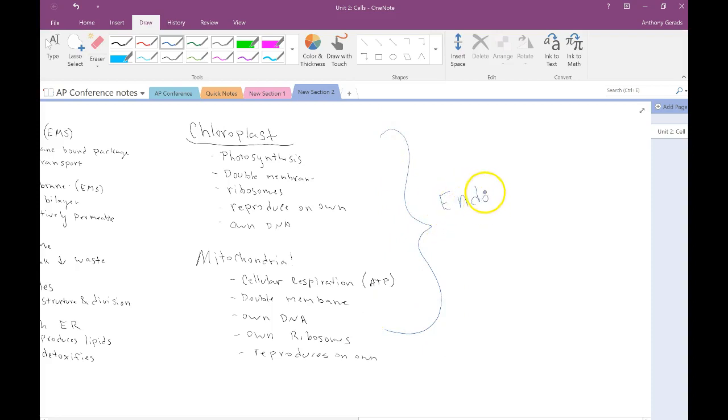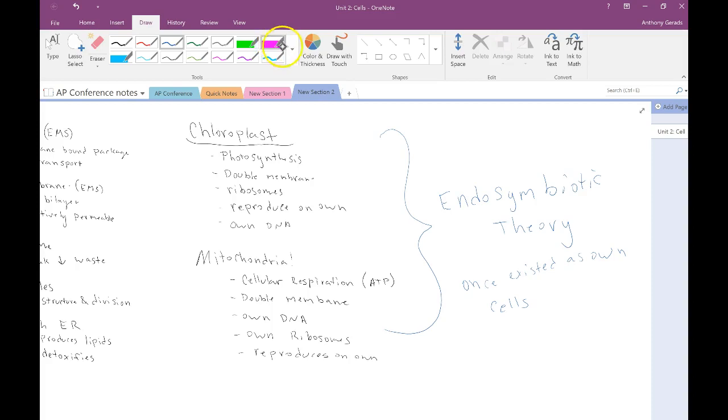Like, they're independent. The endosymbiotic theory. They once existed as their own cells. Okay, so they once existed as their own cells.